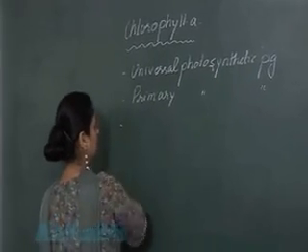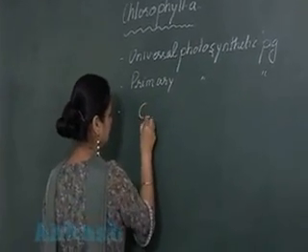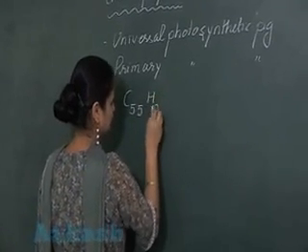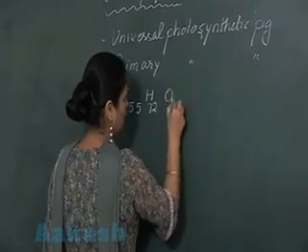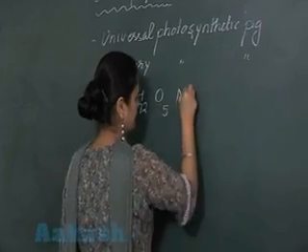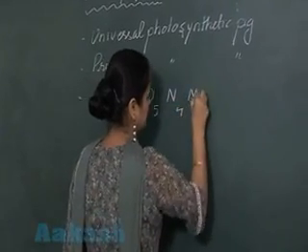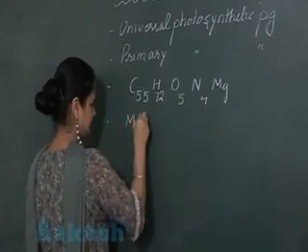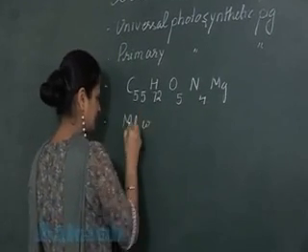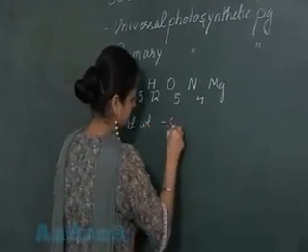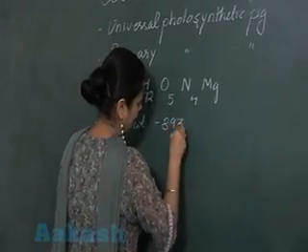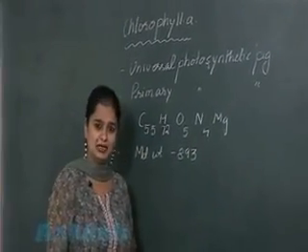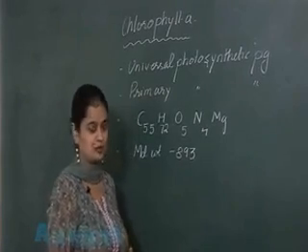Empirical formula for chlorophyll A is C55H72O5N4Mg, and the molecular weight, that is 893. Now the chlorophyll A possesses tadpole-like structure.